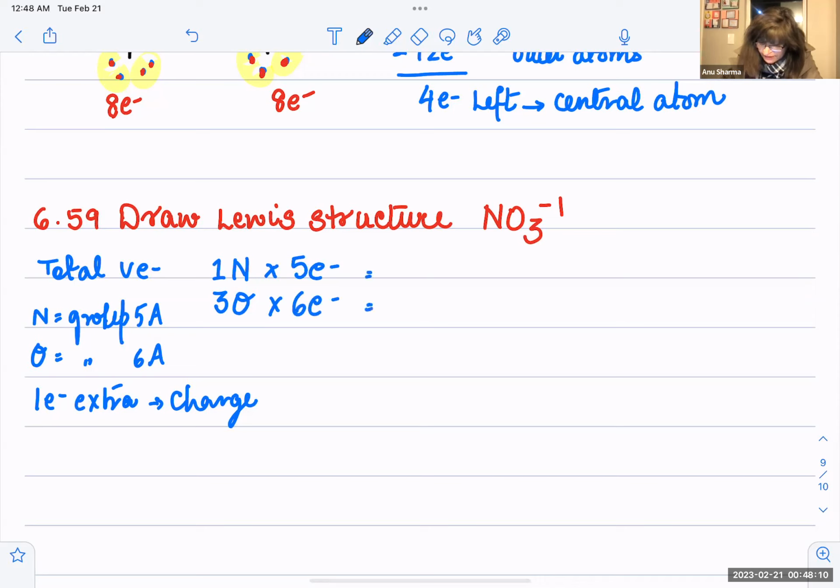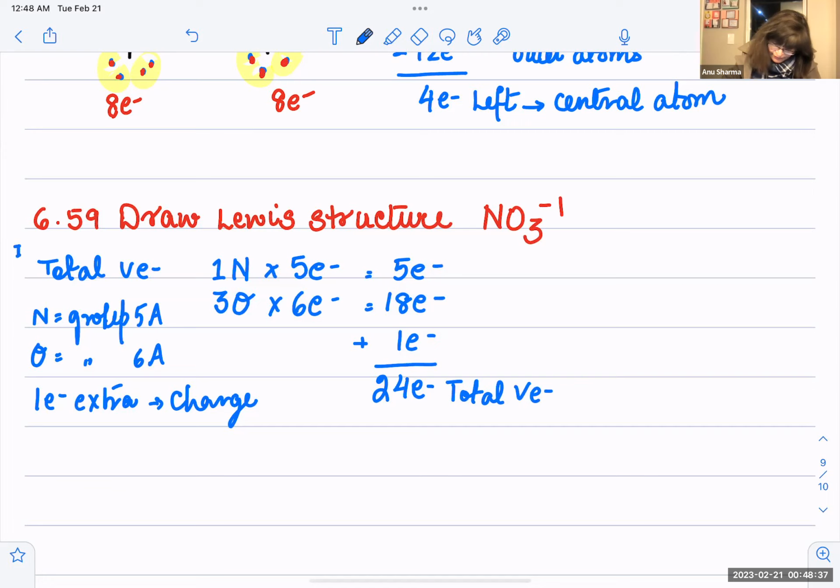And so what do you get here? 5 electrons coming from nitrogen, 6 times 3 is 18 electrons coming from oxygen, plus 1 more electron coming from the charge. So how much do you get here? You have 24 electrons. So that's the total valence. Okay, so that's one piece. Now, next thing.